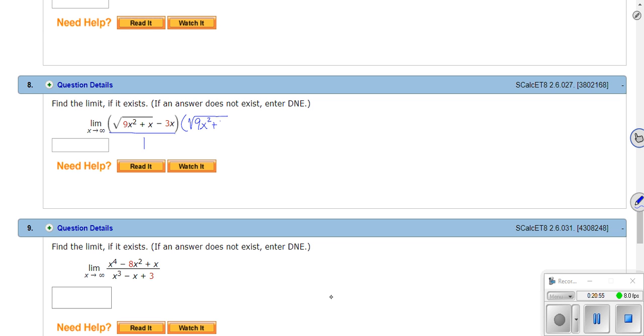So 9x squared plus x plus 3x over, and again, root of 9x squared plus x plus 3x. Now, on top, remember, if you multiply conjugates, all you really have to do is multiply the first terms and the last terms. So on the top here, I'm not going to show every intermediate step, but when I multiply a radical times itself, the radical cancels. So I have 9x squared plus x, and then negative 3x times 3x is negative 9x squared, all over this gobbledygook.